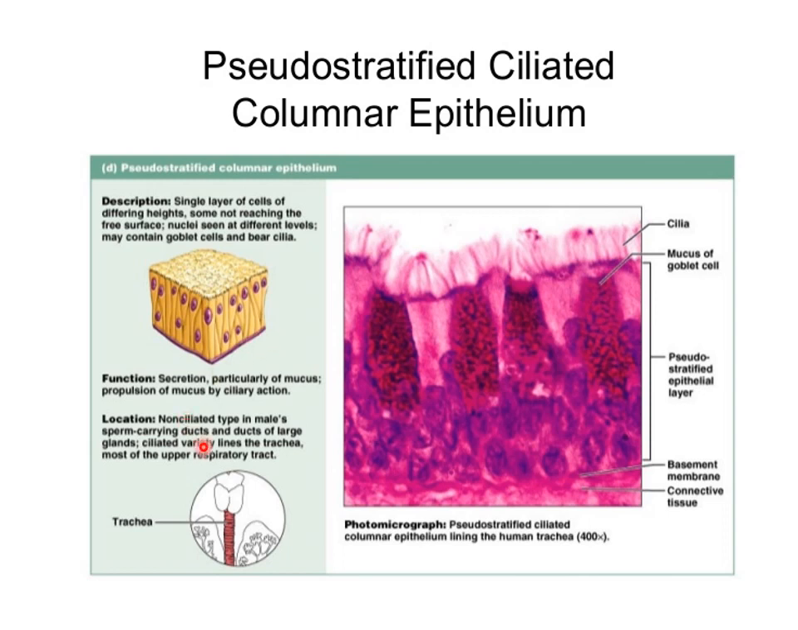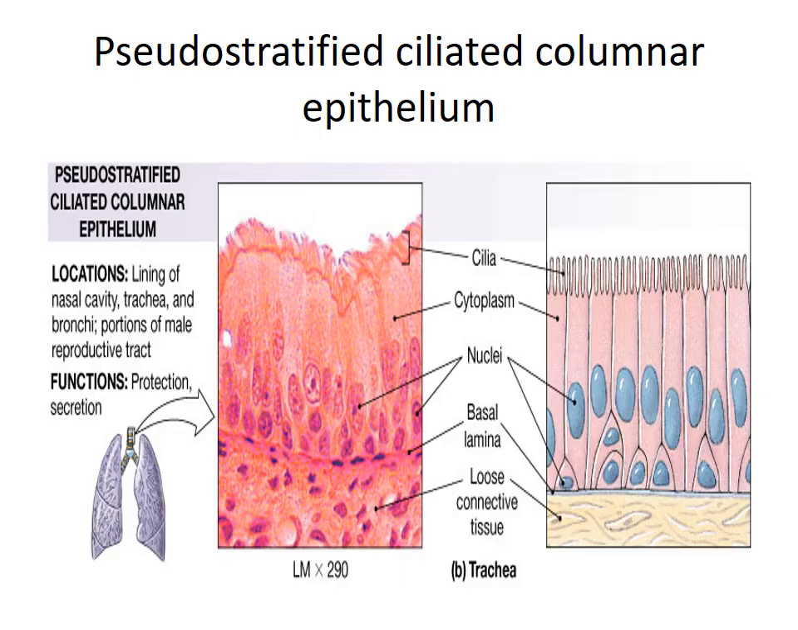So it is located in the upper respiratory tract, and it is also called the respiratory epithelium. So we'll discuss this pseudostratified epithelium again in the next lecture. So this is also the diagrammatic representation.